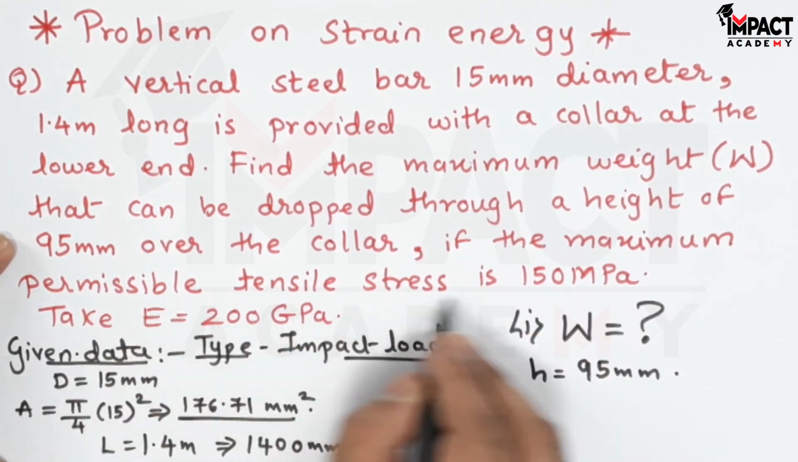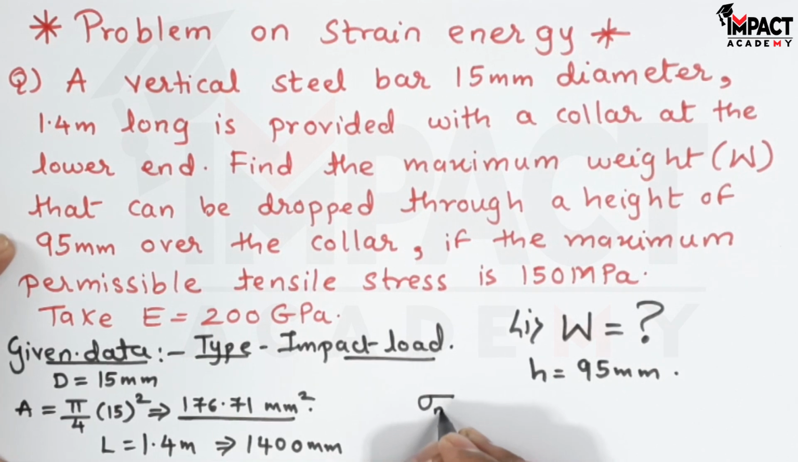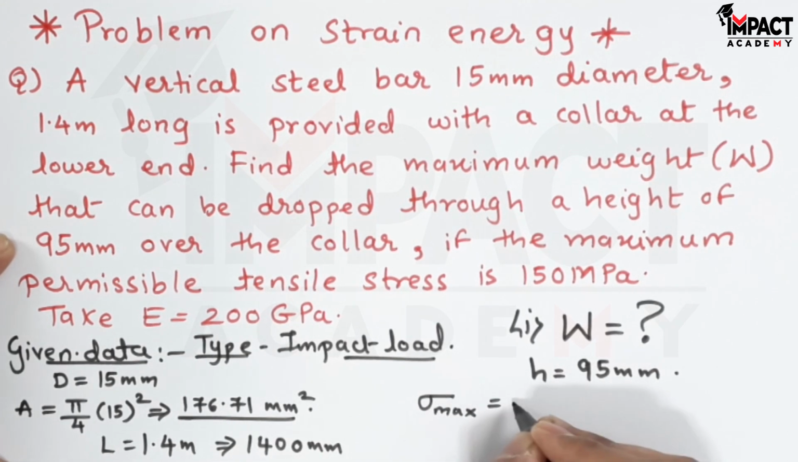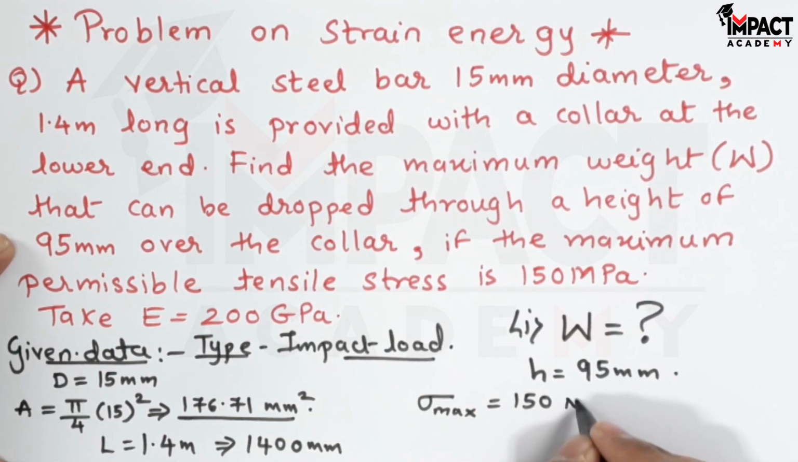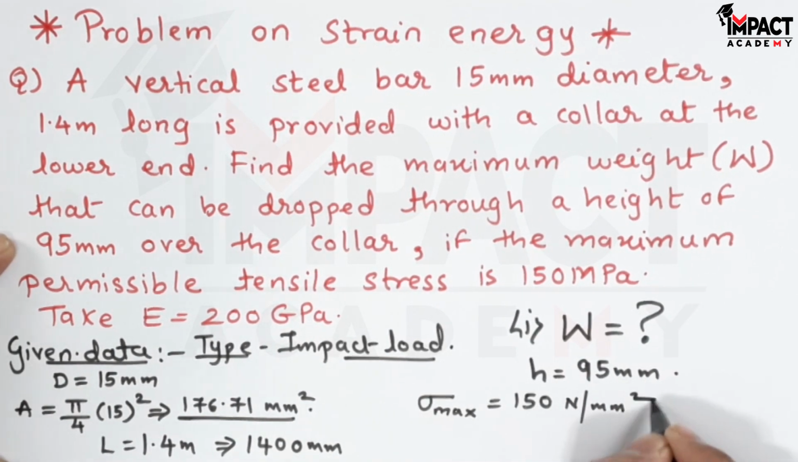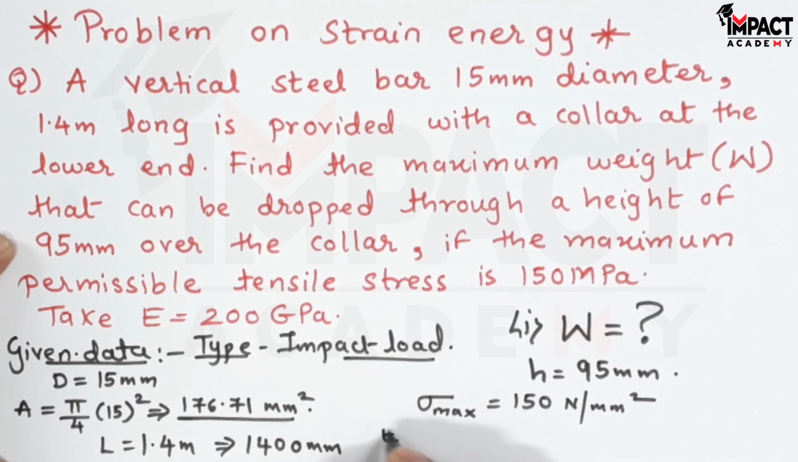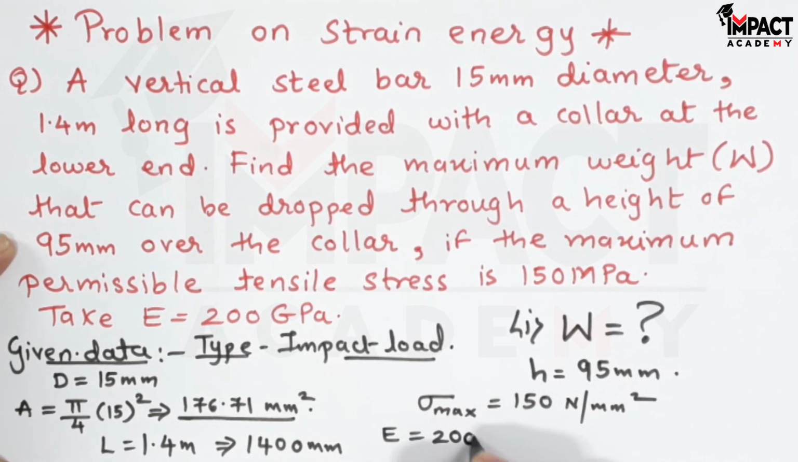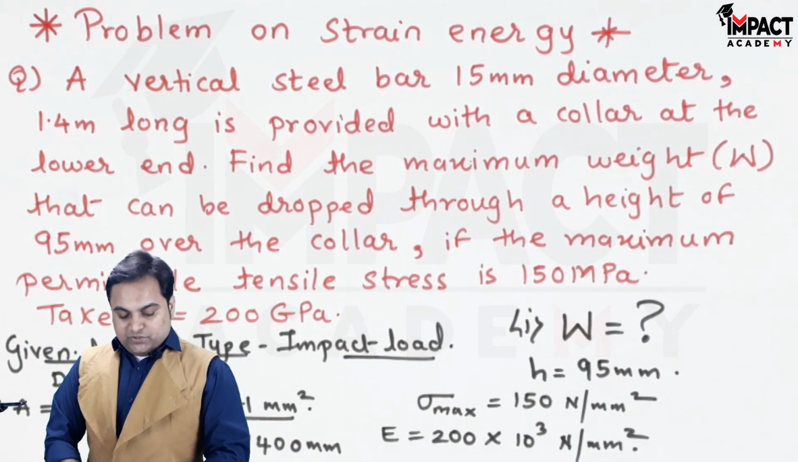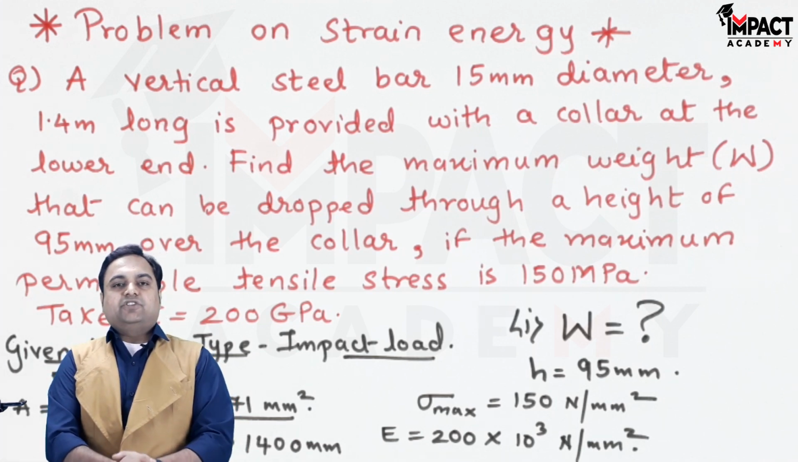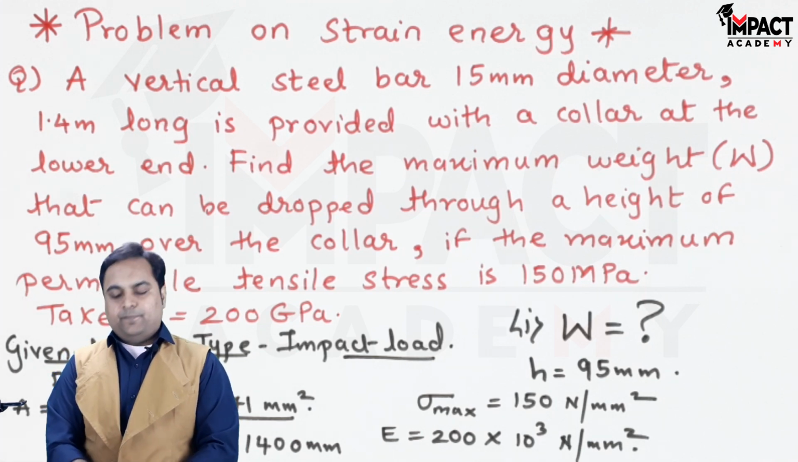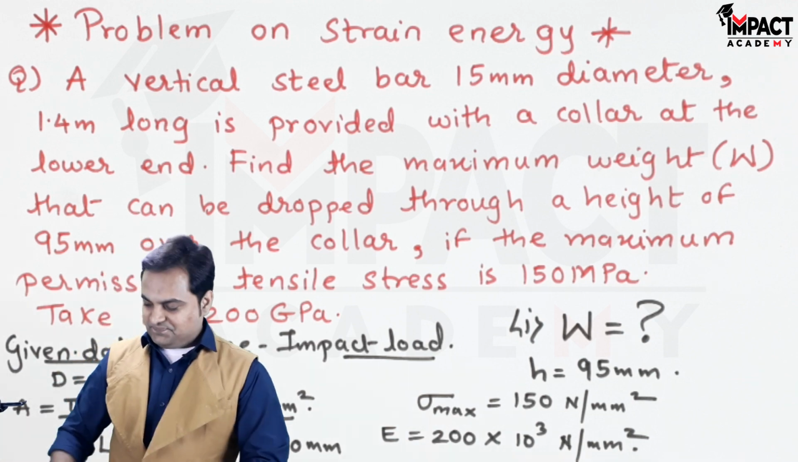If the maximum permissible tensile stress, that is also called the maximum instantaneous stress in case of impact loading, is 150 megapascal, so it is 150 Newton per mm square. Take E value, which is the Young's modulus, 200 GPa, that is 200 into 10 raised to 3 Newton per mm square. So this is the question in front of us. Now let us get started with the solution part, and in the solution first I would be drawing the diagram for the given condition.